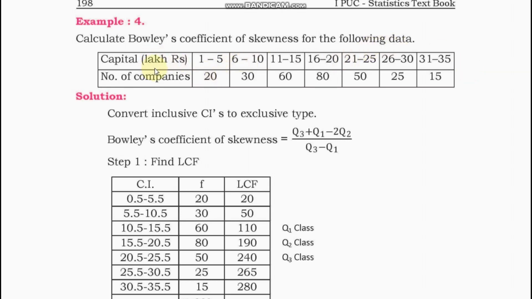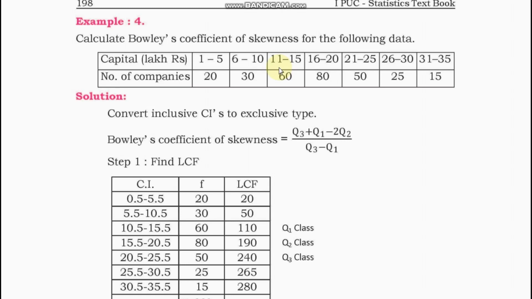Now let us look at a problem. The problem is about capital and number of companies. Capital is given in lakhs. The numbers are reduced to single digits here. So 1 to 5, 6 to 10, 11 to 15, 16 to 20, 21 to 25, 26 to 30, 31 to 35. The frequencies, that is the number of companies, are 20, 30, 60, 80, 50, 25 and 15. For this data we have to calculate Bowley's coefficient of skewness. Now observe the class intervals here, they are inclusive class intervals.